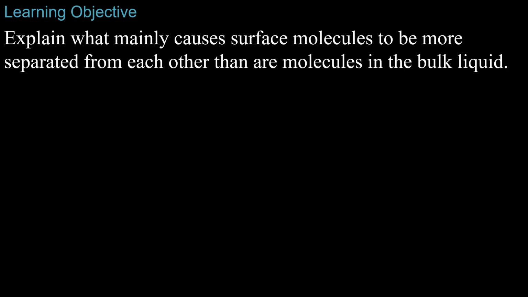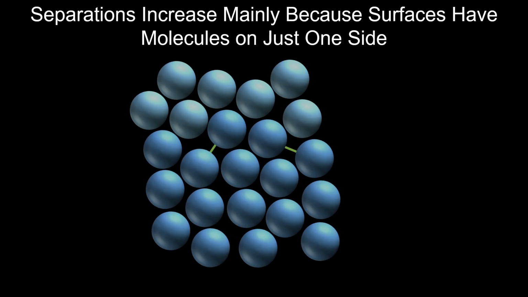Here is a related learning objective. Explain what mainly causes surface molecules to be more separated from each other than are molecules in the bulk liquid. The explanation is that separations increase mainly because surfaces have molecules on just one side. In the bulk of the liquid, only a few molecules are separated enough to have extra attraction. Those are shown by the green lines.